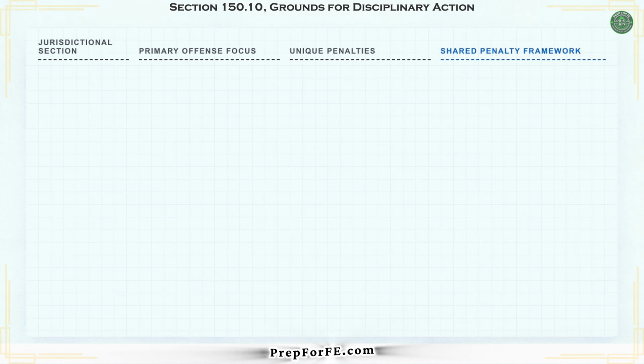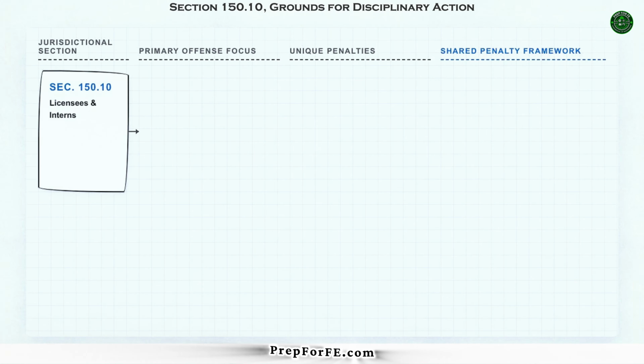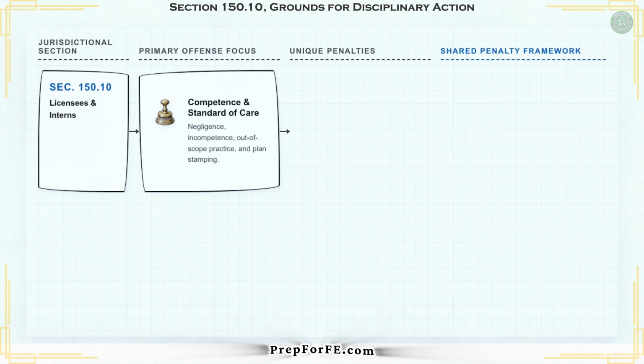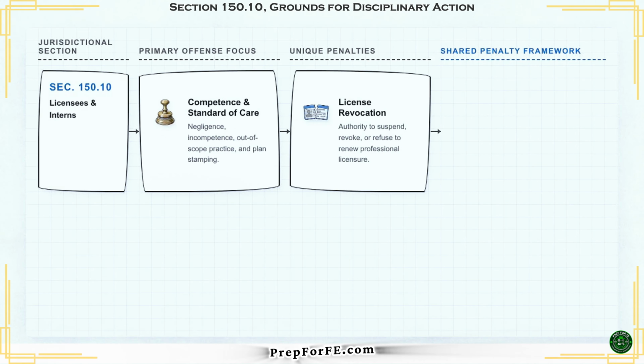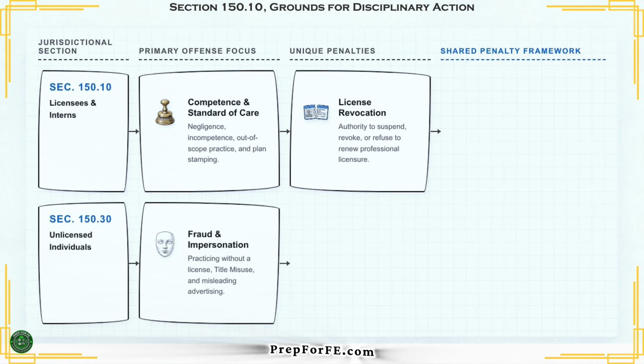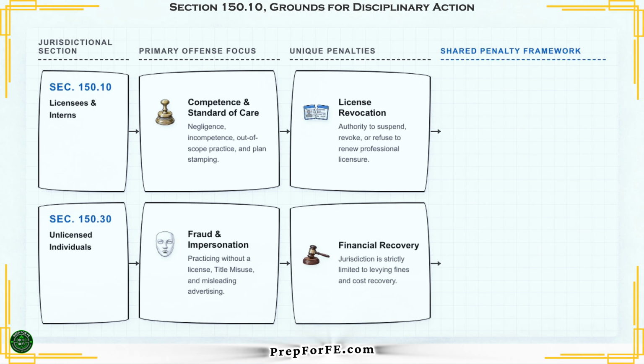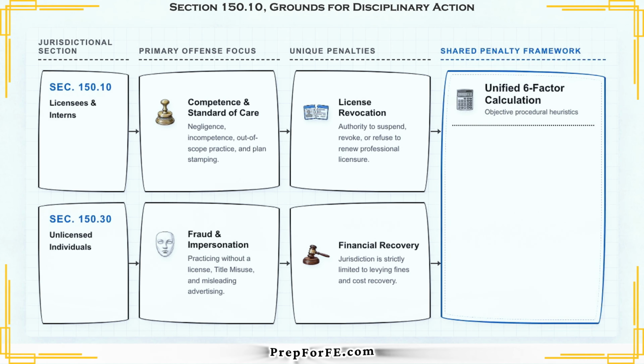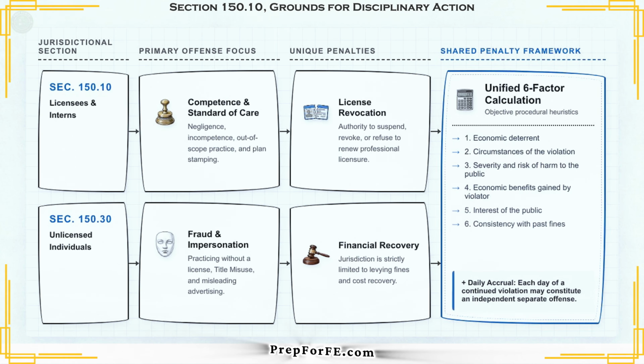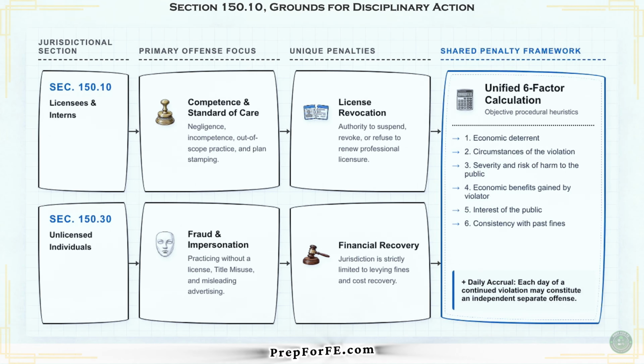This summary matrix provides a structure for navigating regulatory questions. For licensees under Section 150.10, the focus is on competence and the standard of care. Because they are part of the system, their unique penalty is the loss of the license itself. For unlicensed individuals under Section 150.3, the focus is on fraud and impersonation. Their penalties are limited to financial recovery. In both cases, the 6-factor fine calculation remains the same.